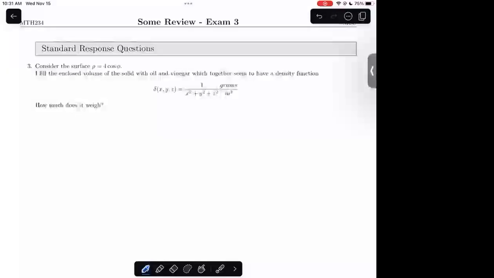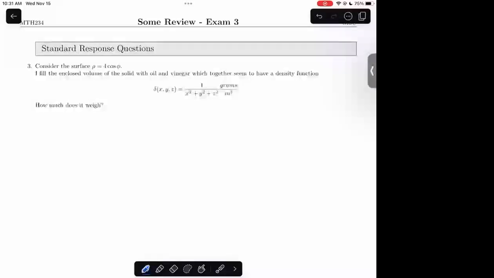So I have a little bit of conflicting information here, right? I have some stuff given to me in spherical coordinates, it seems, and some stuff given to me in Cartesian coordinates. However, the stuff that's given to me in Cartesian coordinates, x squared plus y squared plus z squared in the denominator, seems like it'd be pretty nice to convert into spherical.